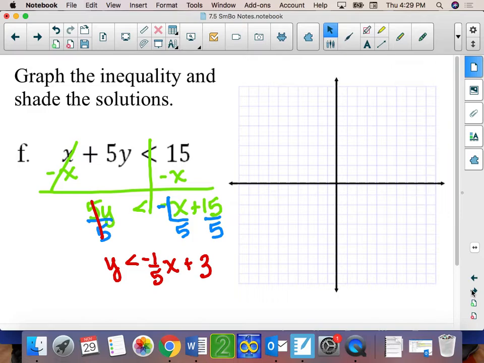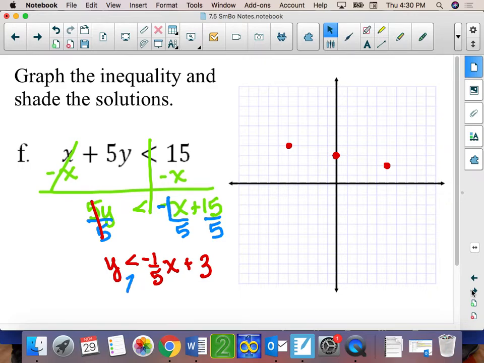And now I'm going to graph that. So I'm graphing my y-intercept first at positive 3. And then I'm graphing my slope right here of negative 1 over 5. So remember, that means you're going to go down and right for a negative slope. Down 1 and right 5. Or you could go up 1 and left 5. And then we're going to get ready to graph our line.